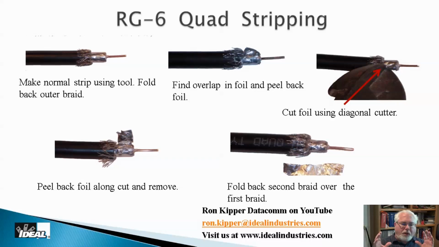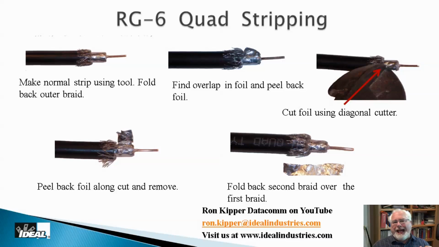Now, if you're ever working with quad shield cable, you've got one more step to do in your stripping, and you're going to use the same tool to strip the cable. And it's going to create that two-step strip. Now you're going to fold back the outer braid, that first braid you find in quad. Now, right underneath that is a layer of foil. Now, that layer of foil is pretty much a continuous wrap around the cable.